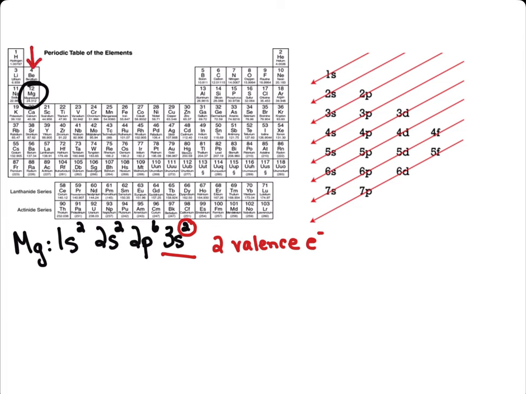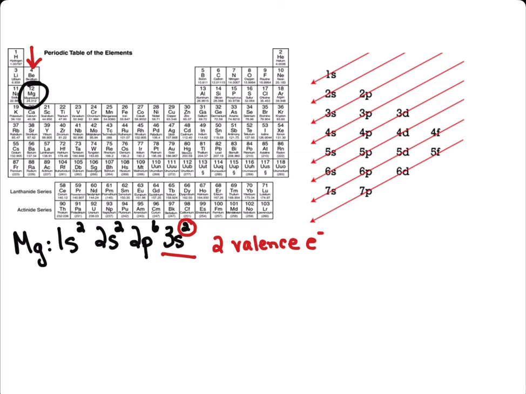Magnesium is in group 2. So the group number of the main group elements will always be the number of valence electrons of that element. So all of the elements in group 2 will have 2 valence electrons. All of the elements in group 1 will have 1 valence electron. And group 3 will have 3 valence electrons, group 4 will have 4 valence electrons, group 5 will have 5 valence electrons, group 6 will have 6 valence electrons, group 7 will have 7 valence electrons, and group 8 will have 8 valence electrons. So we have the electron configuration, we have the valence electrons.